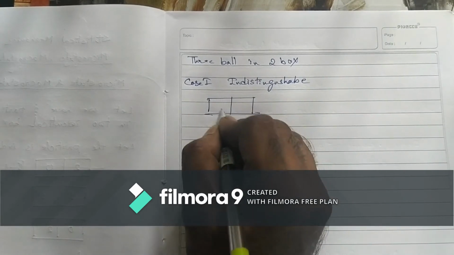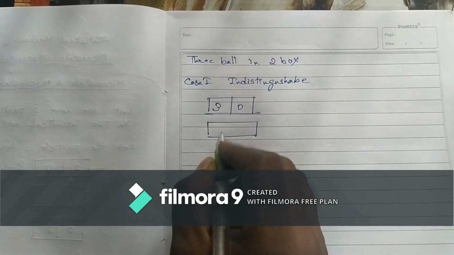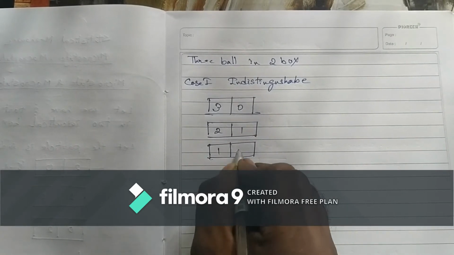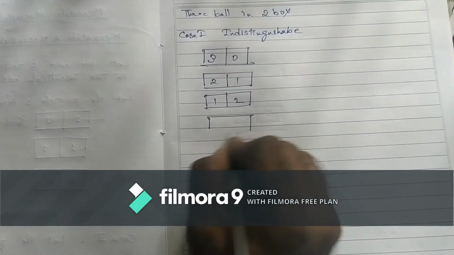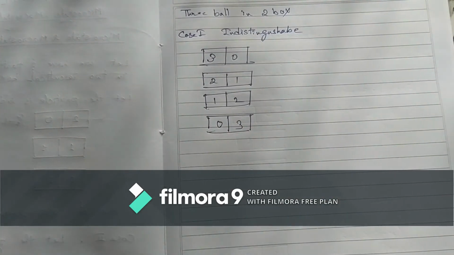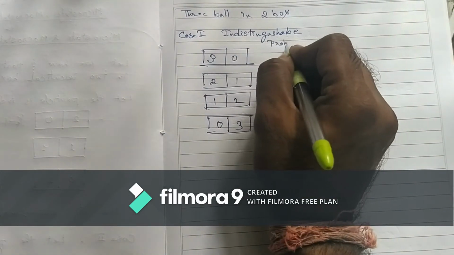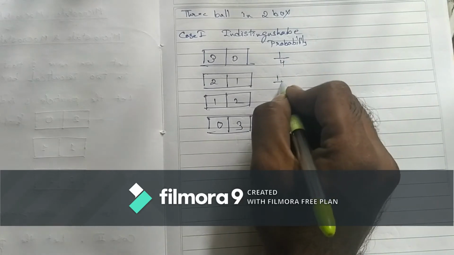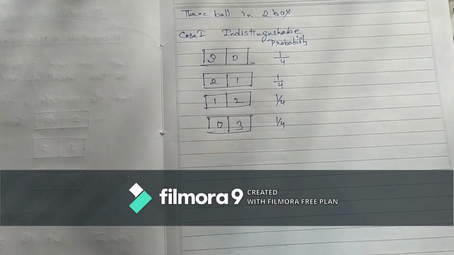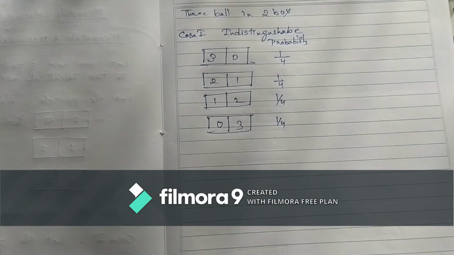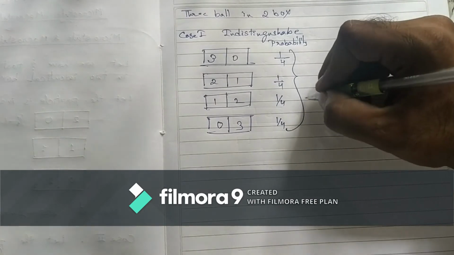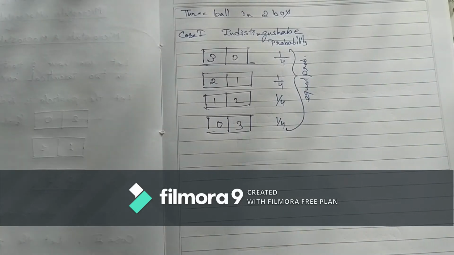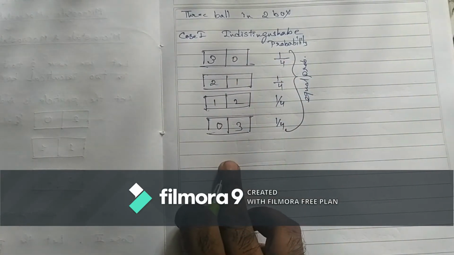So we can distribute it here like 3 0, 2 1, 1 2, 0 3. The probability is 1/4, 1/4, 1/4, 1/4. Is it clear? They all have an equal probability. We can rewrite: all these states have an equal probability. Clear?